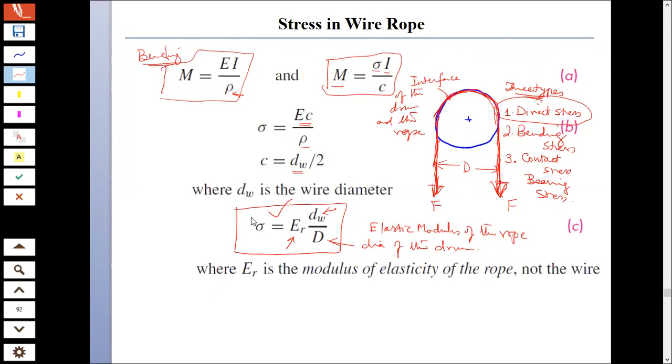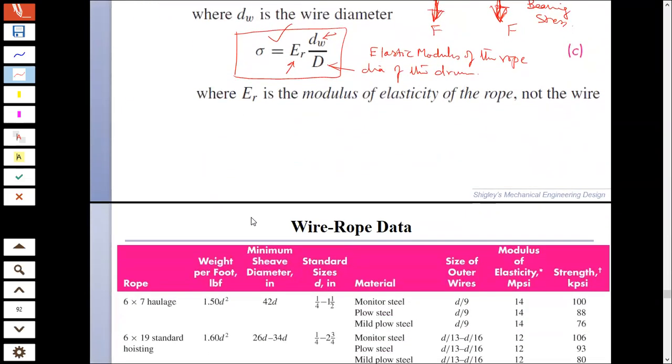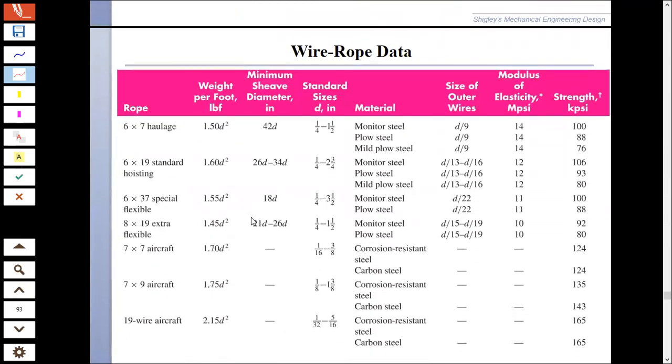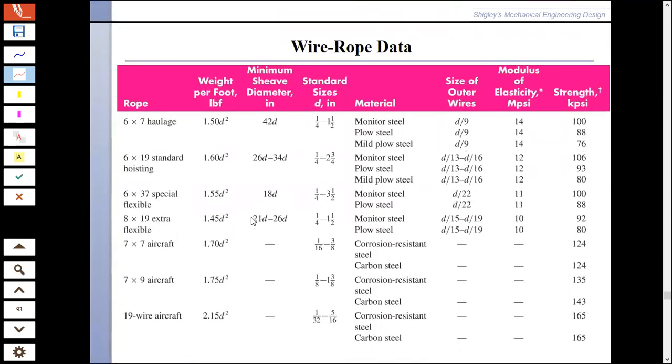Now, as I said, wire ropes are available in standards. And if you look at the applications of ropes, we use them for different purposes, such as haulage. We also use them for, can you give me some applications of ropes? Elevator.